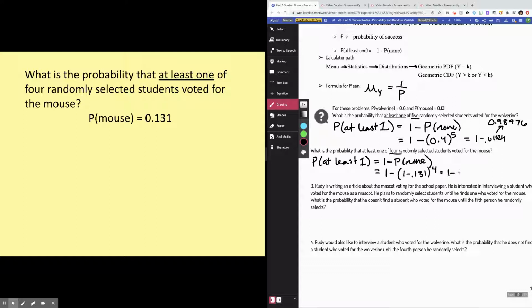So this is 1 minus 0.869 raised to the 4th power, which is 1 minus 0.57. So your final answer is 0.43. That is my final answer right there. And I probably should have circled this one at the top as well.